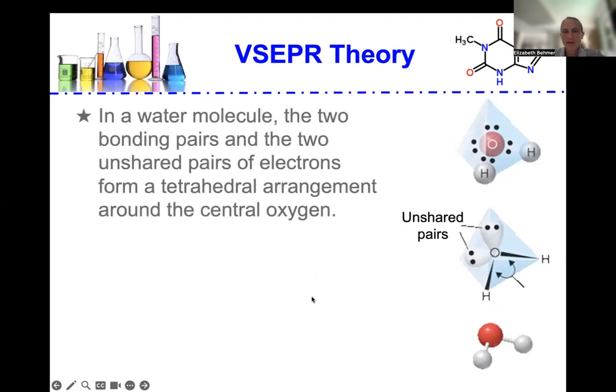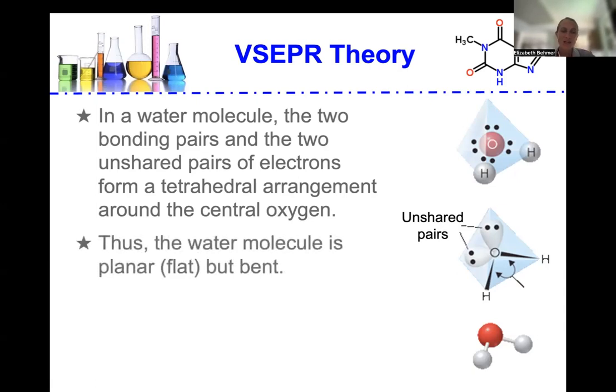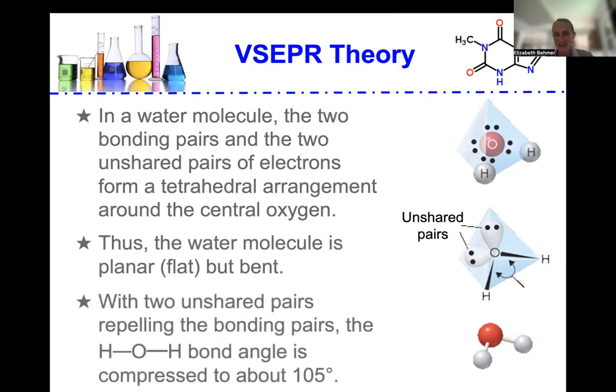In a water molecule, the 2 bonding pairs and the 2 unshared pairs of electrons form a tetrahedral arrangement around the central oxygen. Thus, the water molecule is planar or flat, but bent. With these 2 unshared pairs repelling those bonding pairs, the hydrogen-oxygen-hydrogen bond angle is compressed to about 105 degrees. So those unshared pairs of electrons that aren't involved in the bond will push the bonds away from them, and that will make these molecules appear to be at an angle.